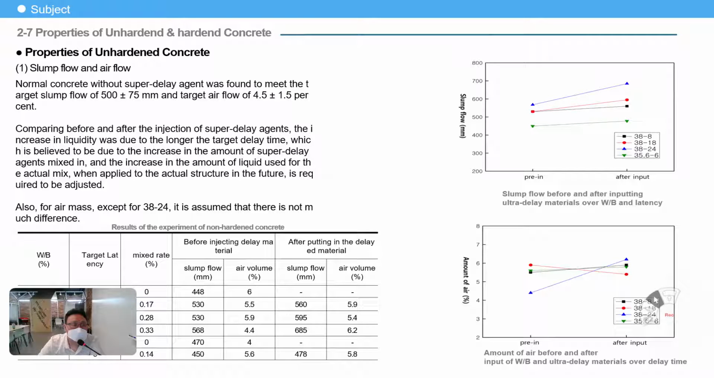Property of the unhardened concrete. The test is slump flow and air flow. The right picture is slump flow before and after including the super delayed material, with water binder and retardation, and super delayed materials of the delay time. Slump flow and amount of air.